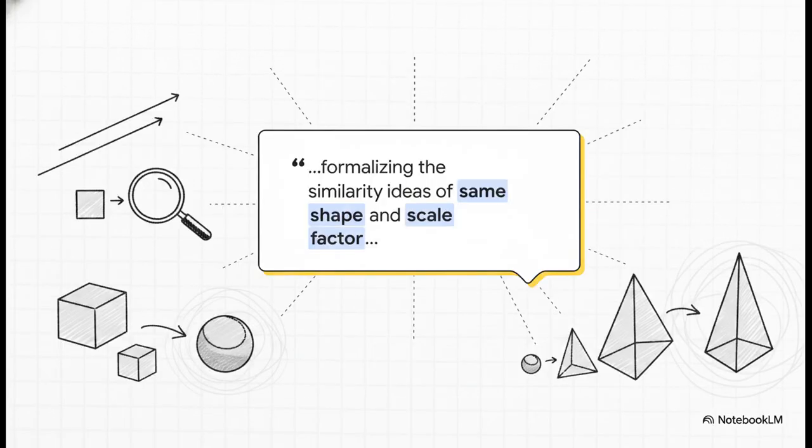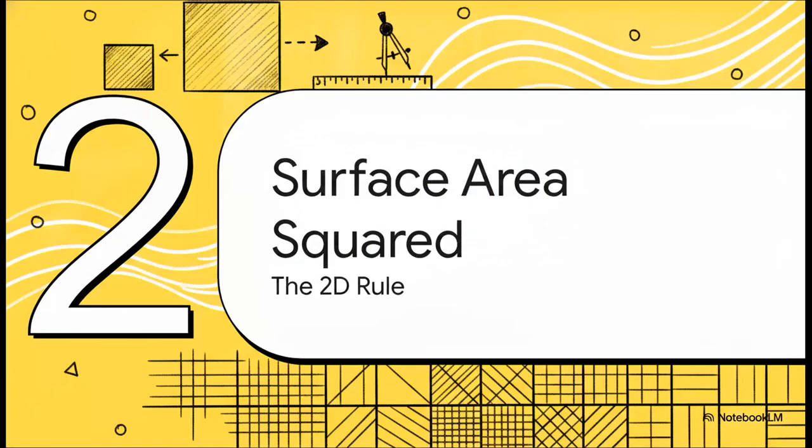To ground this a bit, let's look at this quote directly from the educational standards. It notes that similarity transformations formalize the similarity ideas of same shape and scale factor. The scale factor is basically the rigid mathematical rule dictating exactly how much our base one-dimensional shape is going to expand or shrink. But what happens when we move beyond a simple one-dimensional line? That brings us to Section 2, surface area, squared rule. Let's see how this builds as we step out of 1D lengths and expand into two-dimensional space.